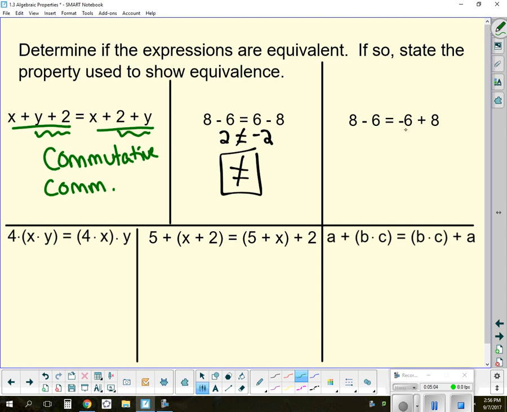How about 8 minus 6 and negative 6 plus 8? Well, 8 minus 6 is 2. Negative 6 plus 8 is also 2. So those are equal. We need to figure out which property says that. And this time, again, we're changing the order. That is commutative property.